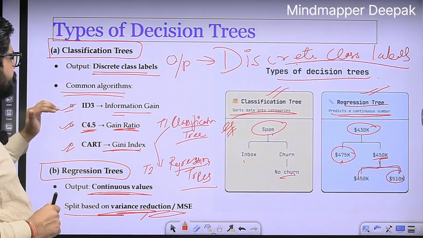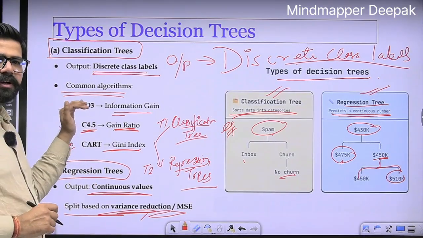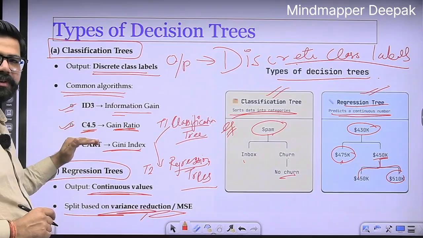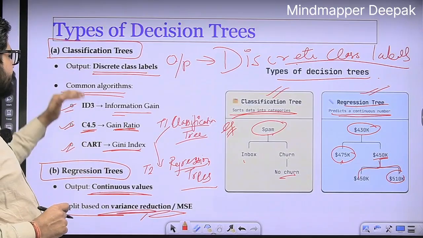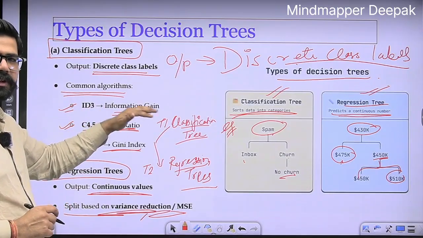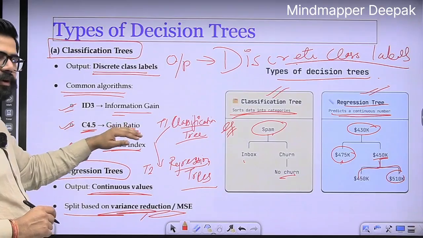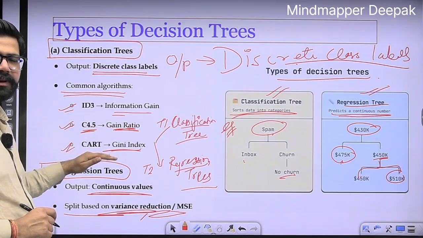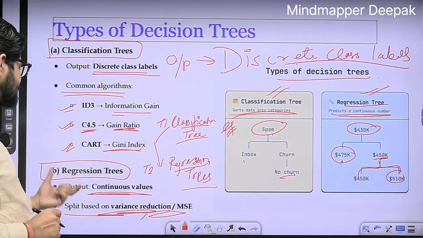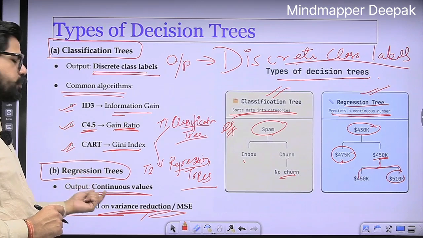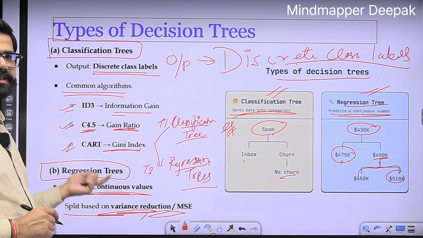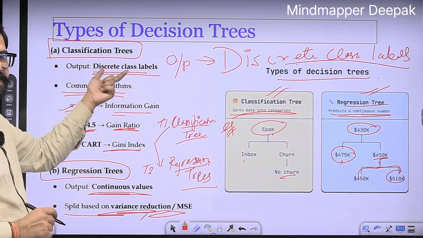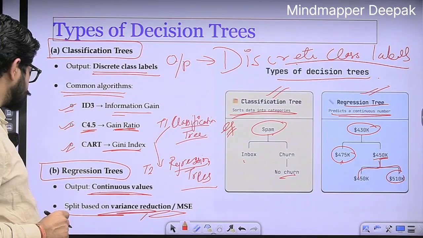In the classification tree, we have three major algorithms: ID3, C4.5 and CART. ID3 is more commonly used with information gain, then in C4.5 we use the gain ratio, and after that we use the Gini index. Then we have the regression tree, where the output is continuous, and when the output is discrete, it is a classification decision tree.